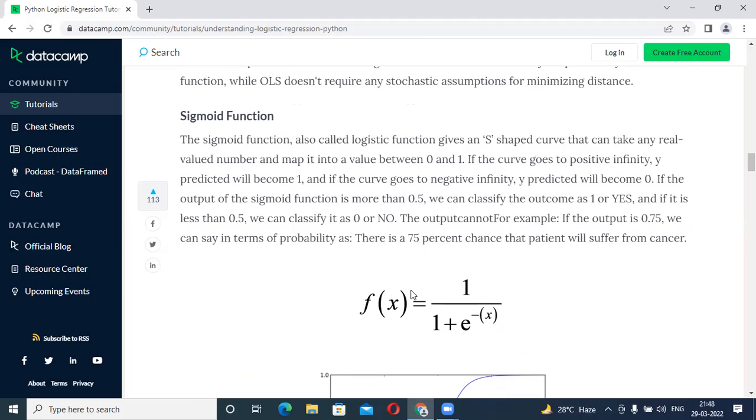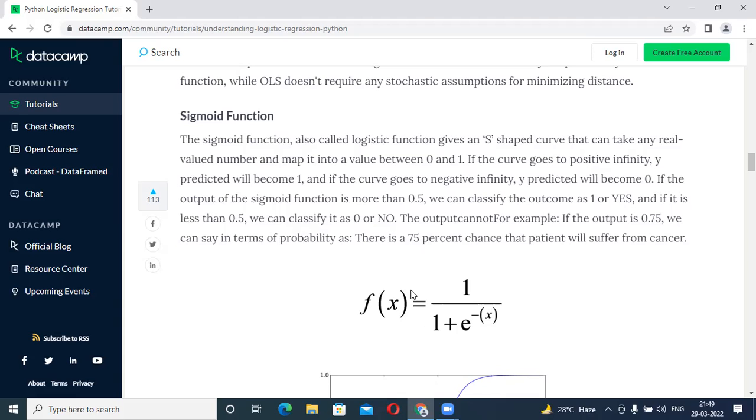If the curve goes to the positive infinity, y will be predicted as 1. If the curve goes to the negative infinity, y will be predicted as 0, since it is a classification problem. If the output of the sigmoid function is more than 0.5, we can classify it as 1, or less than 0.5, we classify it as 0. So we are setting the values when it will be 1 and when it will be 0, and that is the nature of supervised machine learning.